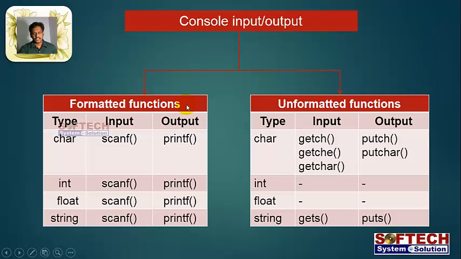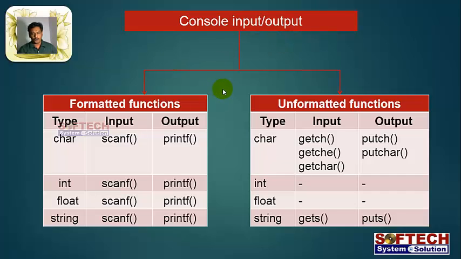We can get input and give output of all types of data. That is integer, float, double, character, string. That is formatted function. It deals with all kinds of data types. Unformatted function deals only with character and strings. No integer, float, double. So unformatted console input output functions are only to get characters and strings as input. Then we can give output of string and character.